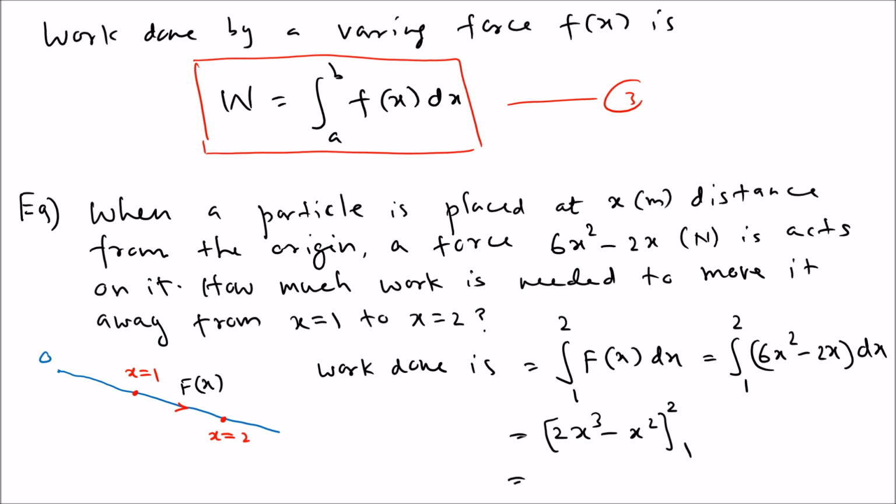So you get 2 cubed times 2, minus 4, minus, putting in 1, 2 minus 1, and if you simplify you get 11 joules. The unit is joule because the force is given in Newton and the distance in meters. Okay, so that's the work done in that situation.